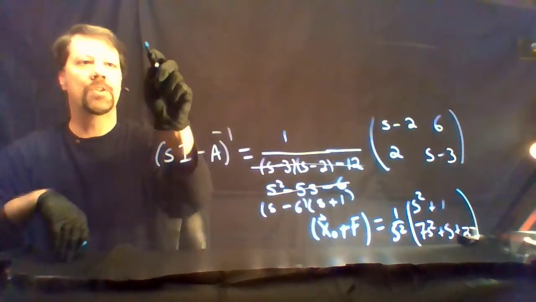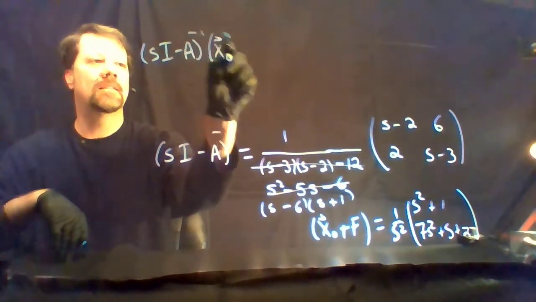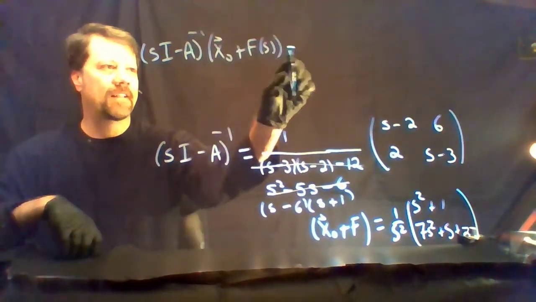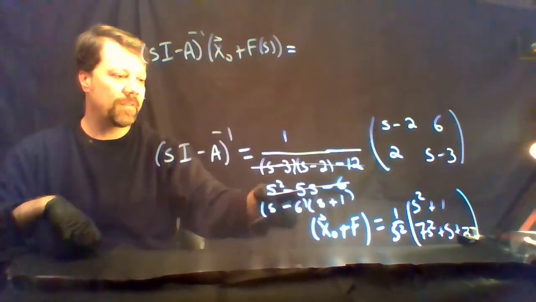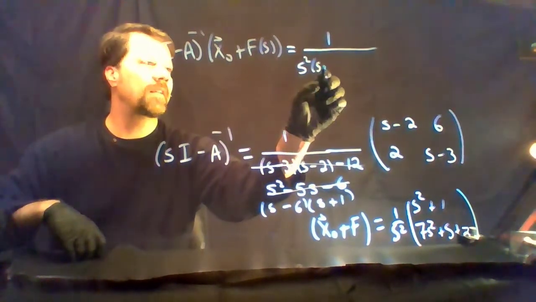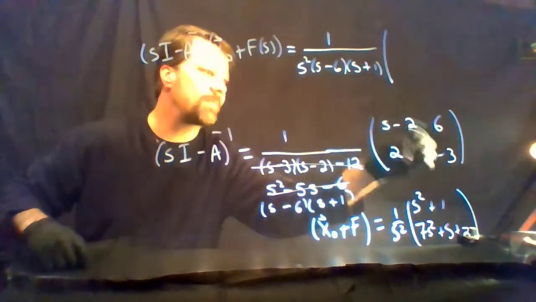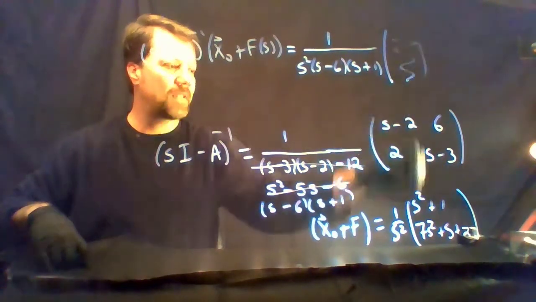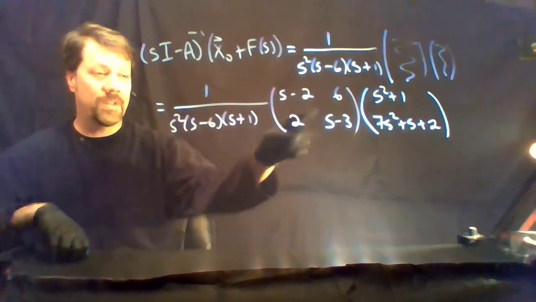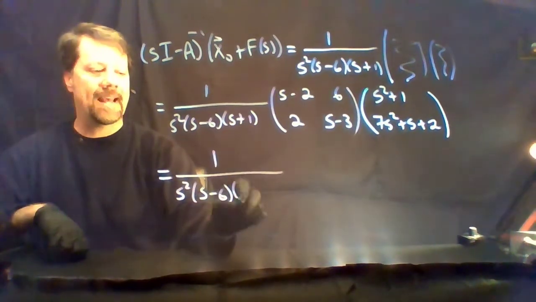The very next step in the solution process is to calculate sI minus A inverse times x naught plus F of s. We have then to multiply 1 over this times this. I'm going to write this as 1 over s squared, s minus 6, s plus 1, times this matrix times this vector, which I'll write below. Doing this matrix multiplication, we'll leave this out front for now.